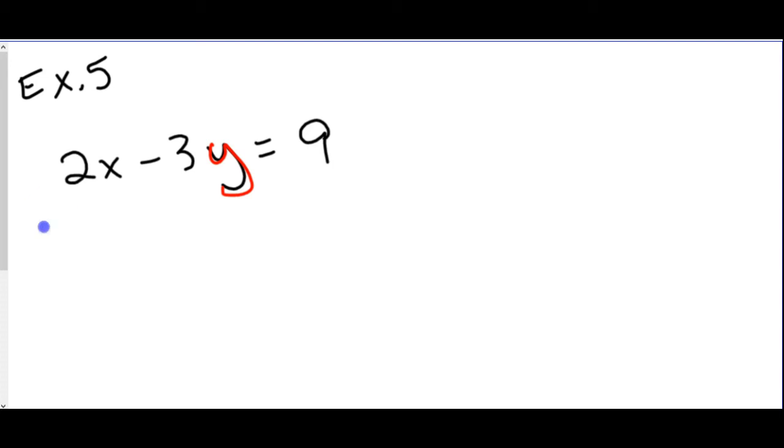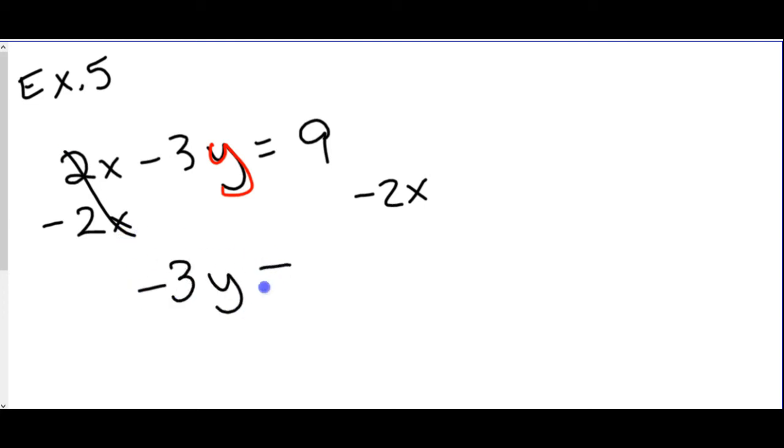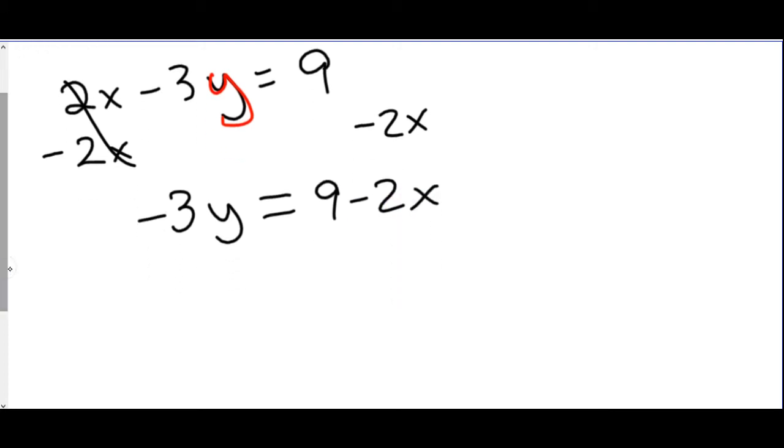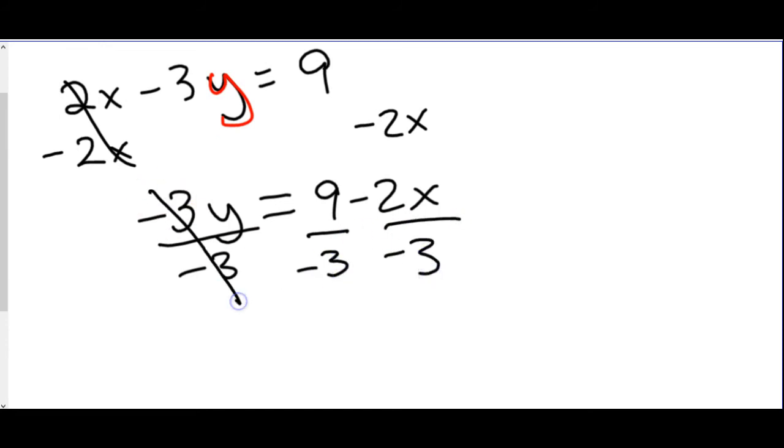So first I'd have to minus 2x from both sides, and I didn't put it underneath the 9 on purpose. 9 and 2x are not like terms. 9 would have to have a letter x next to it in order to combine with the 2x. But since it doesn't, we just leave it as 9 minus 2x. Then we have to divide by -3. Those would be the opposite and cancel. 9 divided by -3 is -3.